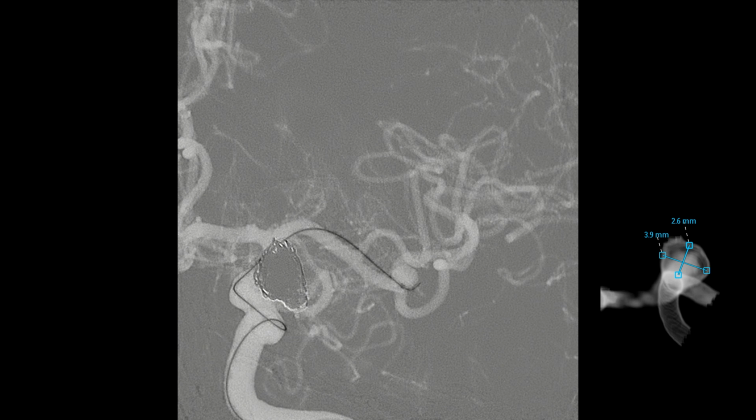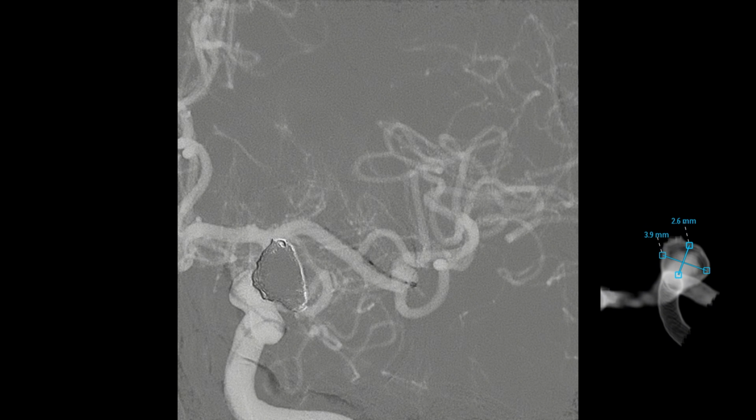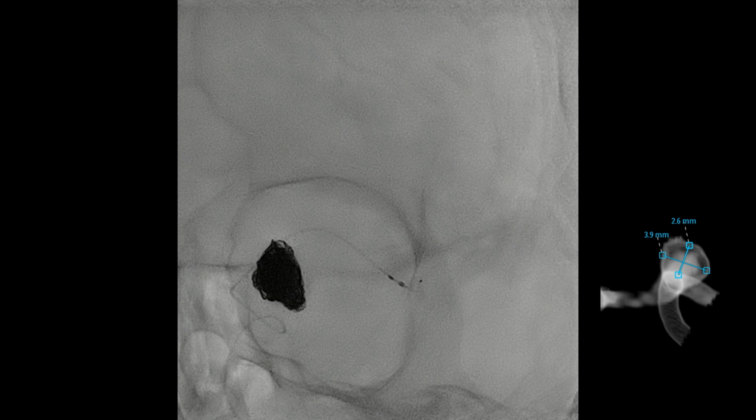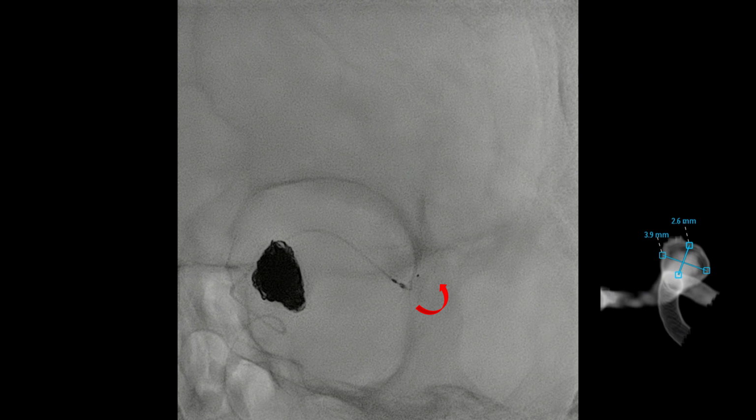Take a look at this challenging MCA bifurcation aneurysm. Notice how the steep neck angle makes microcatheter advancement particularly tricky. We park the catheter tip securely at the base before beginning deployment. Watch closely as we slowly advance the device. See that light bulb shape starting to form? That's our visual cue to proceed with the slide and roll maneuver.